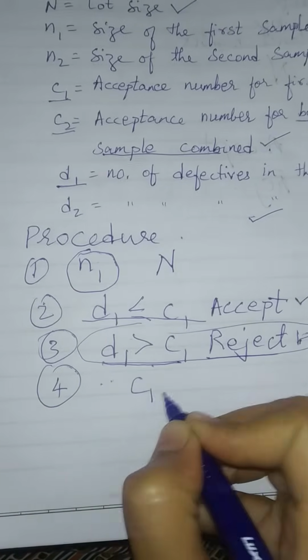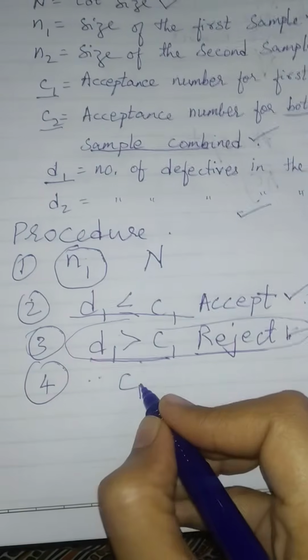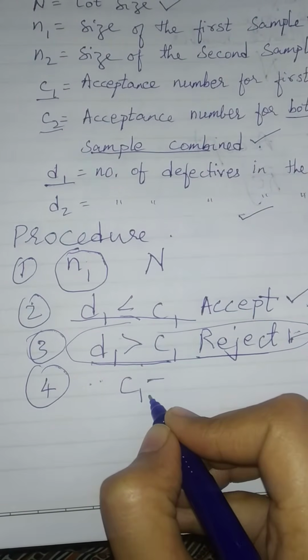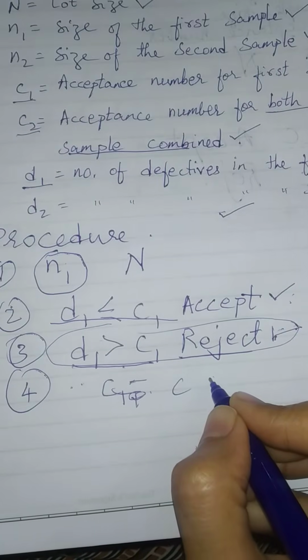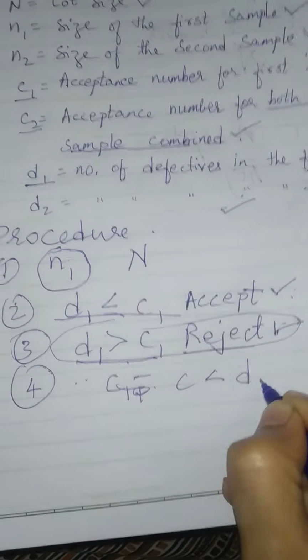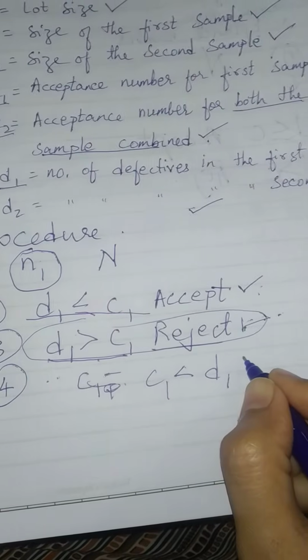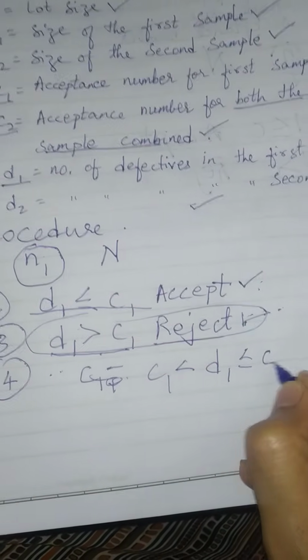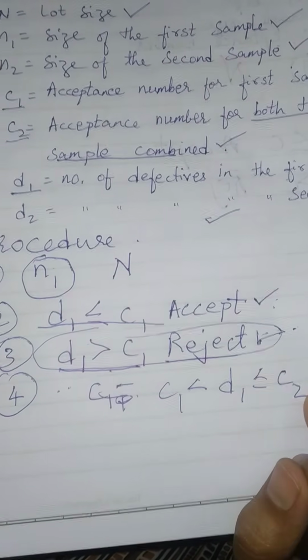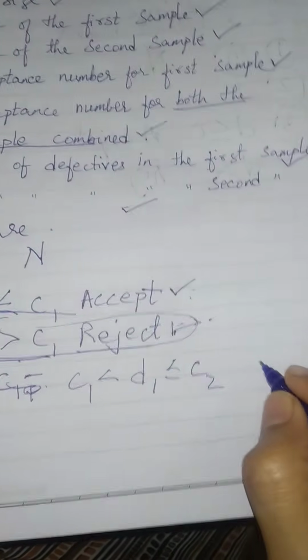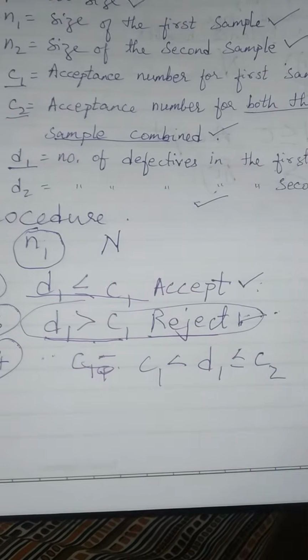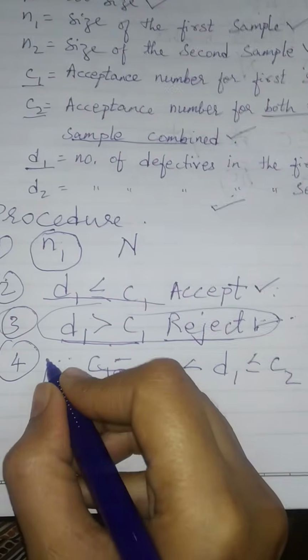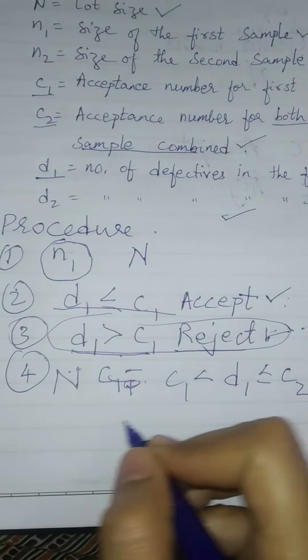If C1 plus 1, that is, C1 is less than D1 and D1 is less than or equal to C2, take a second sample of size N2 from the remaining N you have.